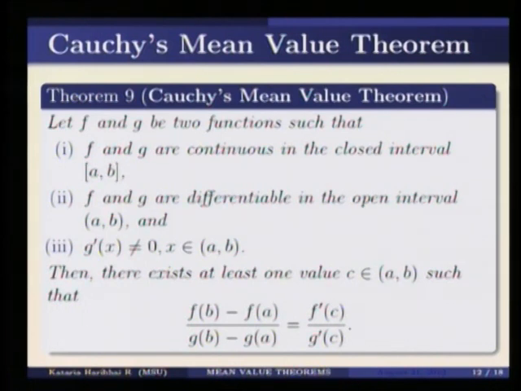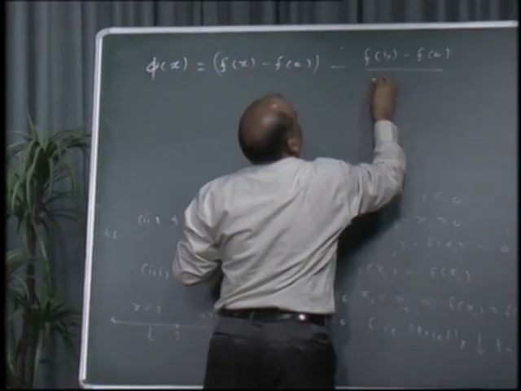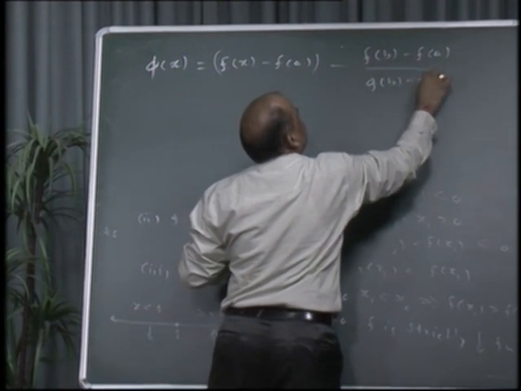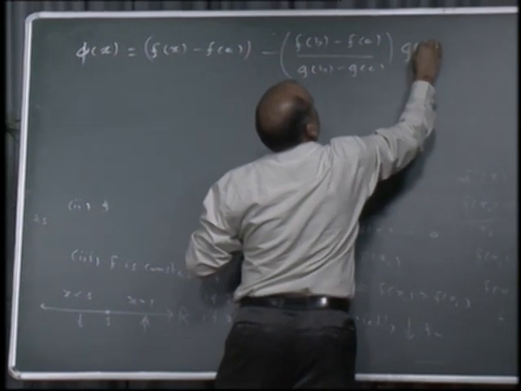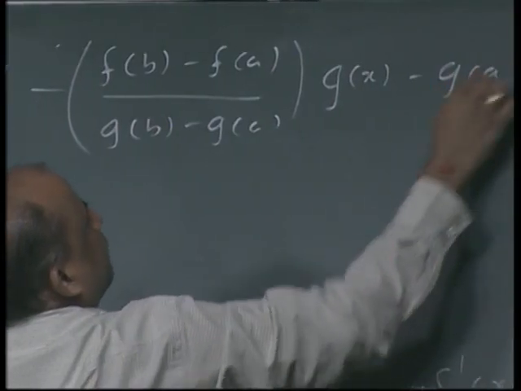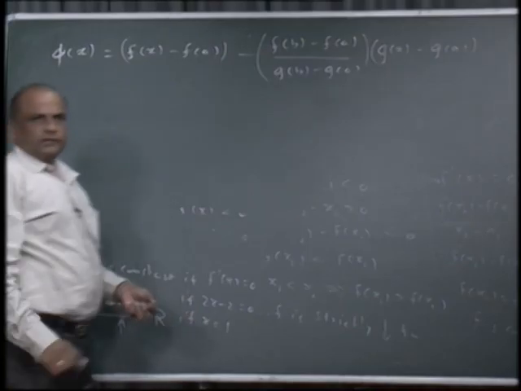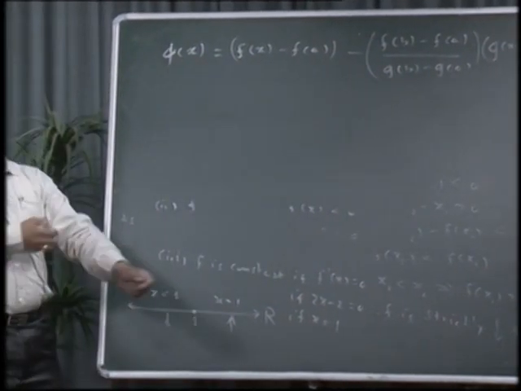For this purpose, I may start with this function: phi of x is f(x) minus f(a) minus ((f(b) minus f(a)) upon (g(b) minus g(a))) into (g(x) minus g(a)). So, we may start with this function.